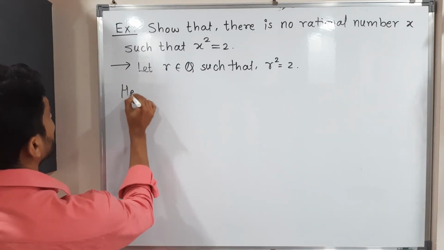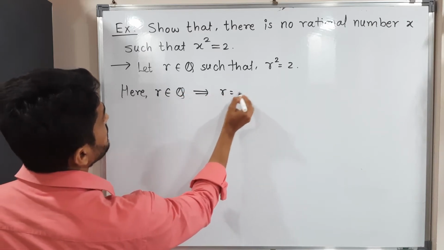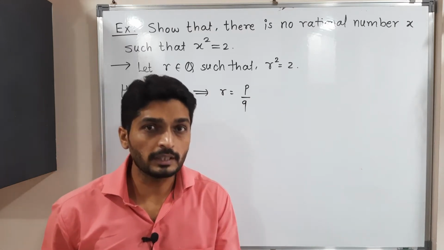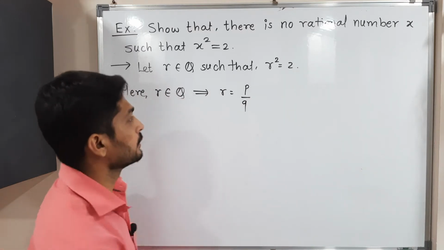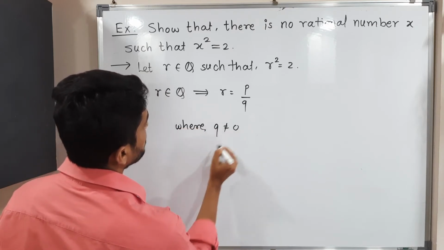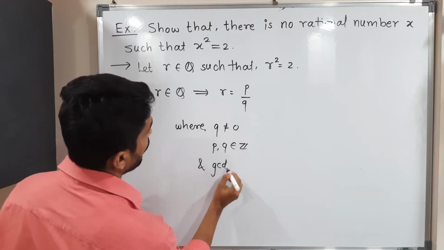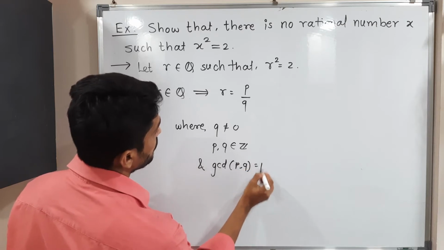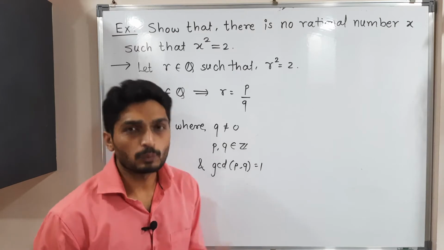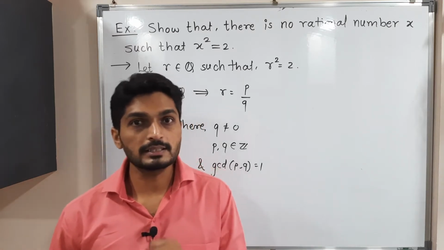Here, R belongs to Q implies R is equal to P divided by Q. The most important thing is the denominator should be non-zero. Okay, I should mention that the denominator should be non-zero. P and Q, both of them are integers, and GCD of P and Q is equal to 1. So maybe you are surprised by watching this one. What is the meaning of GCD of P and Q is 1? That means we are trying to express it in the simplest form.